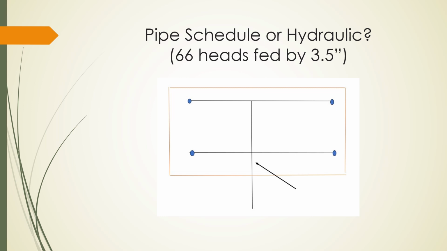So if I go out to a site and I see a 2-3-5 branch line, but the cross main's 4 inches throughout, then I know that the system has been hydraulically calculated. Once I see any deviation from the pipe schedule layout, then I know that I'm looking at a hydraulic system.